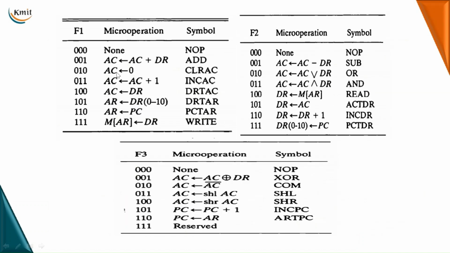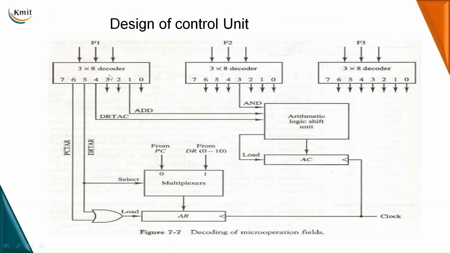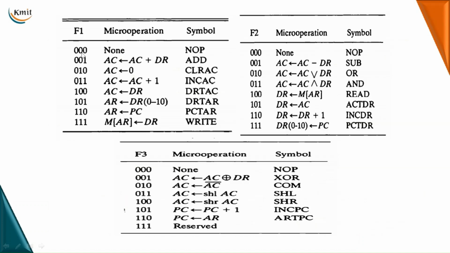We have already seen that each function performs 8 micro operations F1, F2, F3. Similarly here the 3 by 8 decoder takes a 3 bit input and gives 8 bit output. So each function is given to one decoder. Out of these 8, one is a no operation field. If you look at this table, 0, 0, 0 for all the functions F1, F2, F3 doesn't perform any operation, so it is a no operation field.